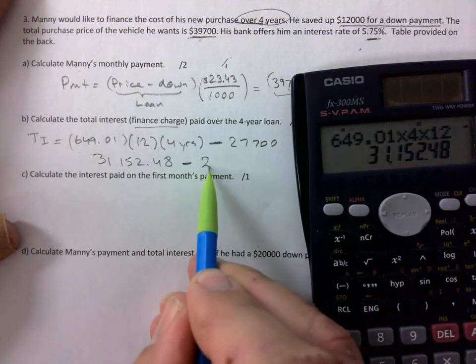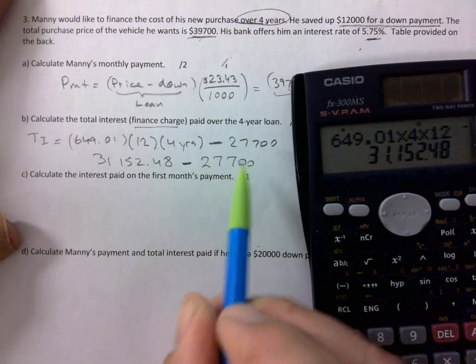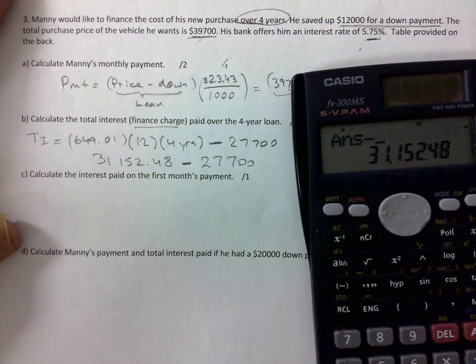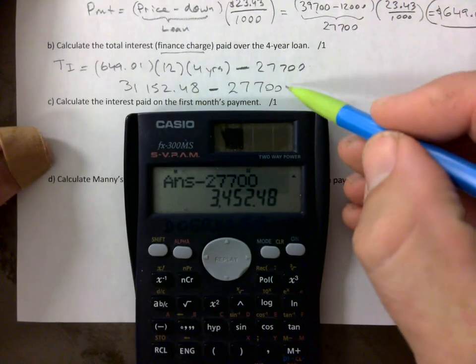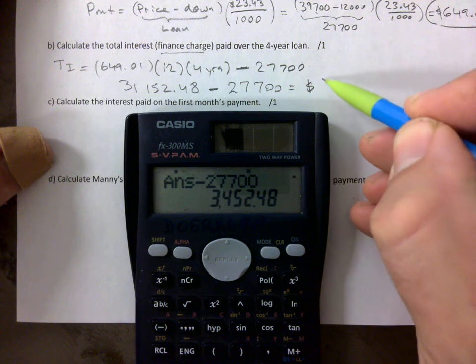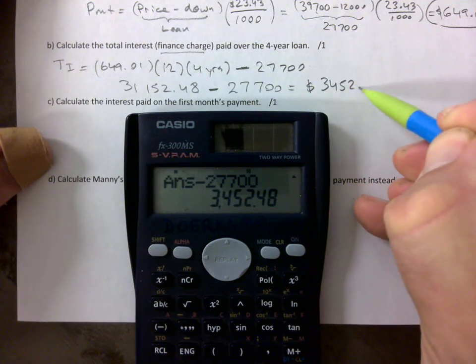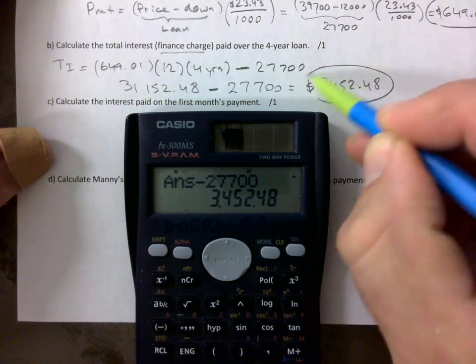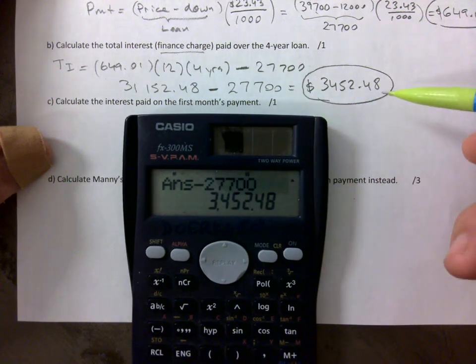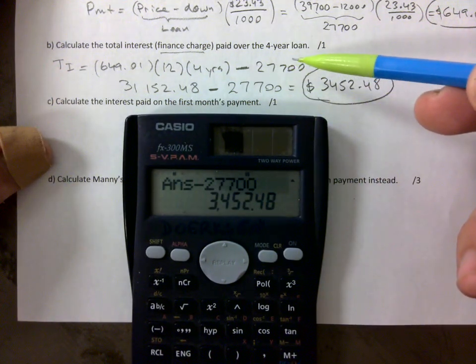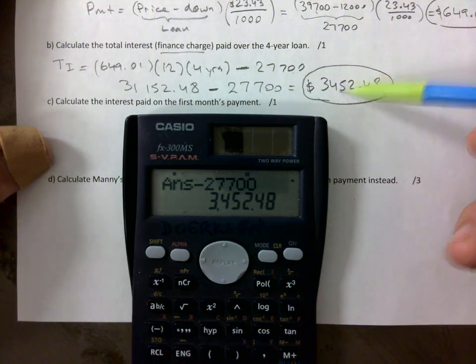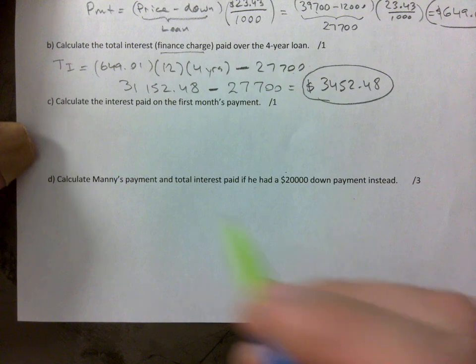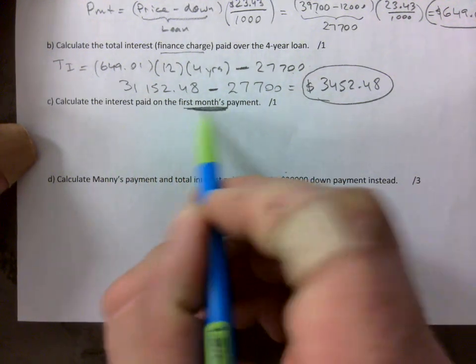But you want to know how much, if you took away what you borrowed from the beginning, from the get-go, right? The interest that they will have charged you is 3,452.48, okay? That is the cost of borrowing. So they gave you 27,700. You paid that back and then some. That's their profit.